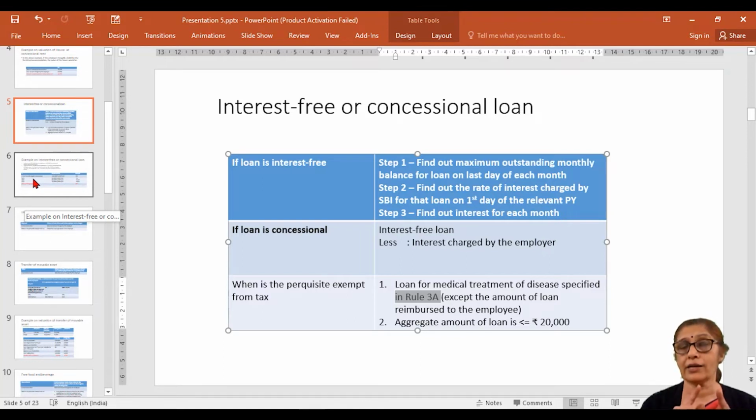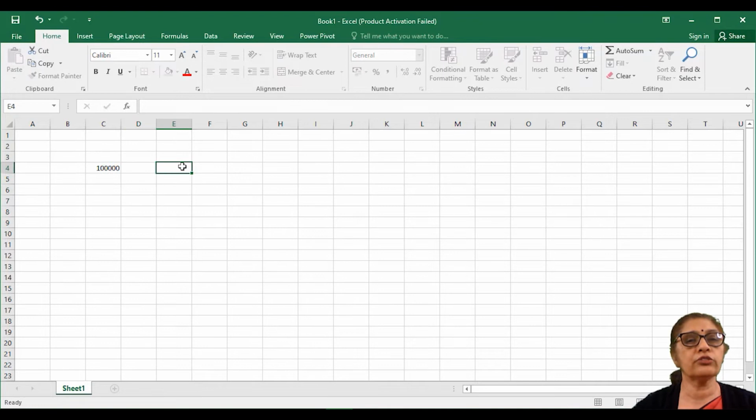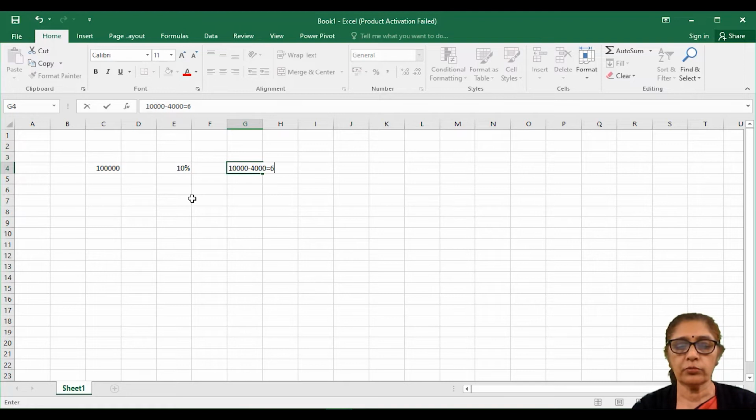For treatment of that, if you take a loan, let's say you take a loan of 1 lakh, and the bank on this 1 lakh would be charging 10%. Your employer doesn't charge anything. It's very evident that you have a benefit of 10,000. Had you taken the loan from the bank, you would have paid 10,000 to the bank. The employer doesn't charge anything, so you are benefited to the tune of 10,000. And if this is at a concession, say you need to pay 4%, then the value of loan becomes 6,000.